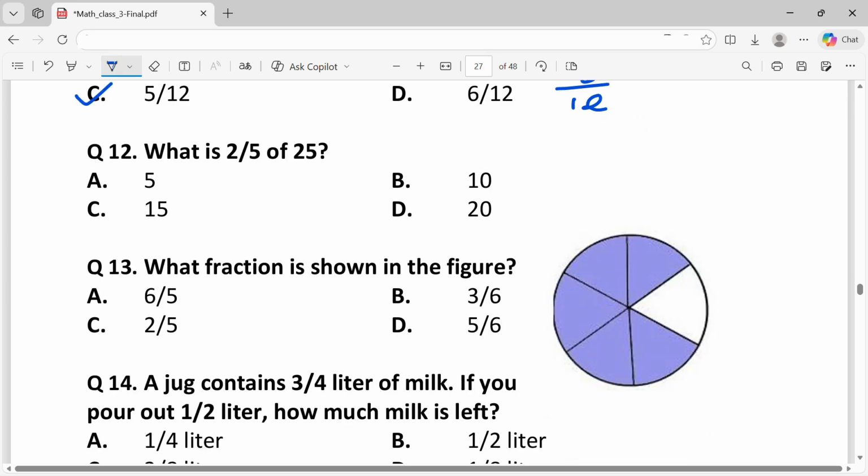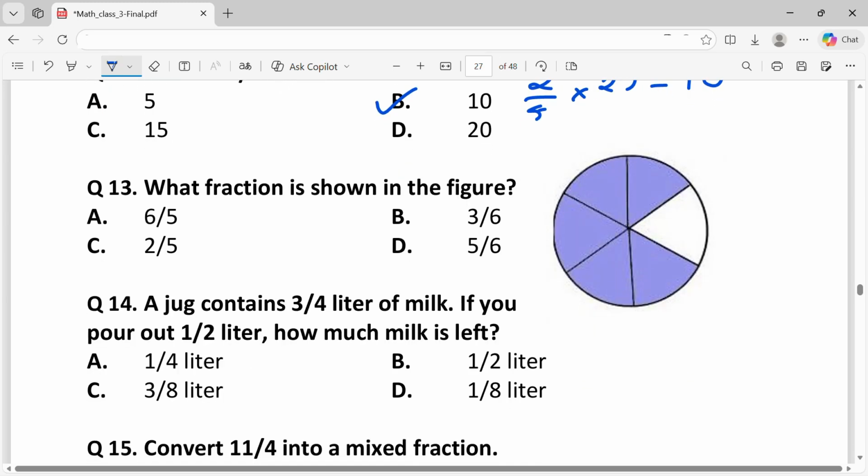Question 12. What is 2 by 5 of 25? 2 by 5 of 25 is 2 by 5 into 25, that is equal to 10. That is option B.